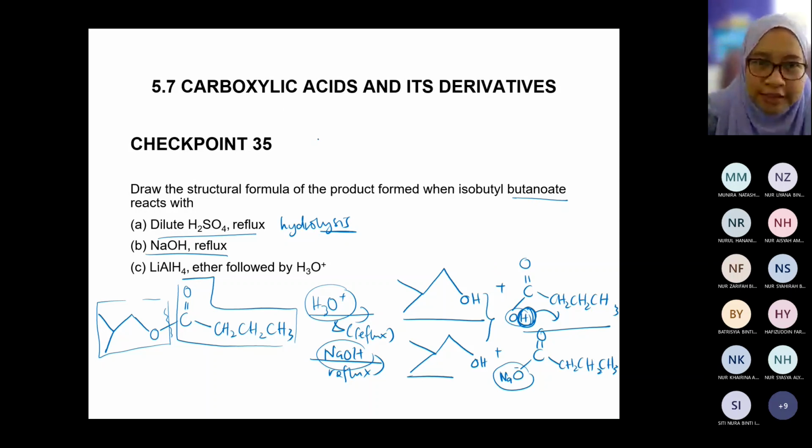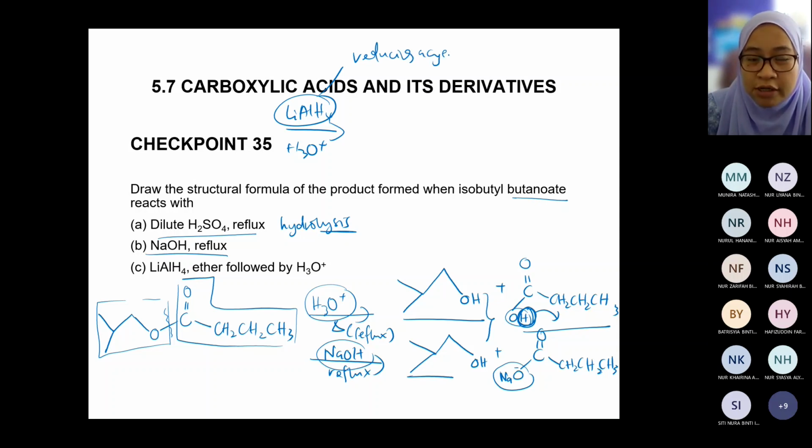Last but not least, react dengan lithium aluminium hydride, H3O+. So this is reduction ataupun reducing agent. Maksudnya it will be reduced. Okay. Before they reduce, dia break dulu. Dia akan break sebab dia ada H3O+ ni. Sebab dia ada H3O+, so dia condition tu is already acidic, so it can undergo hydrolysis. And then after hydrolysis, dia akan reduce.